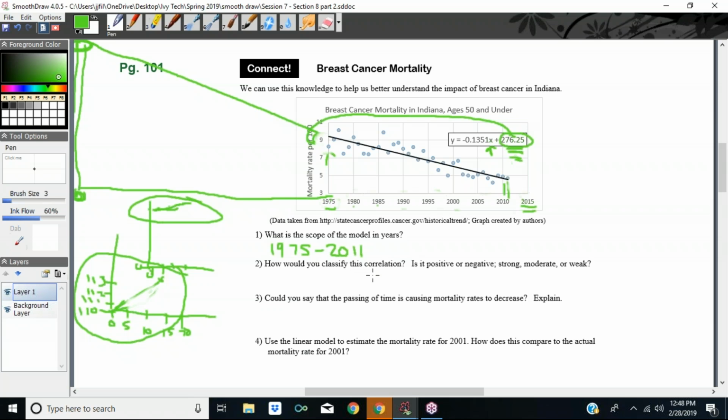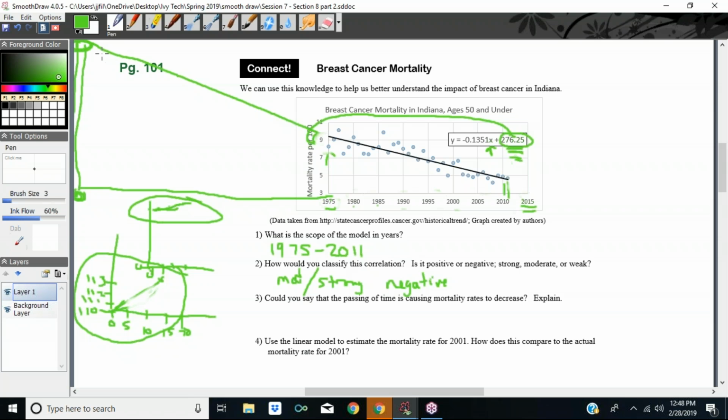All right, so number 2 says, how would you classify this correlation? Strong positive, strong negative, moderate negative, moderate positive, or no correlation. So we could say moderate or strong.